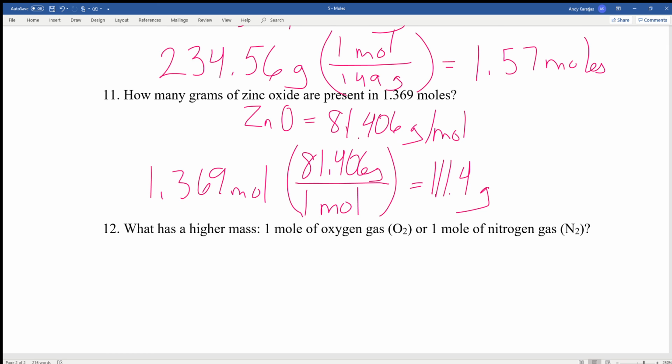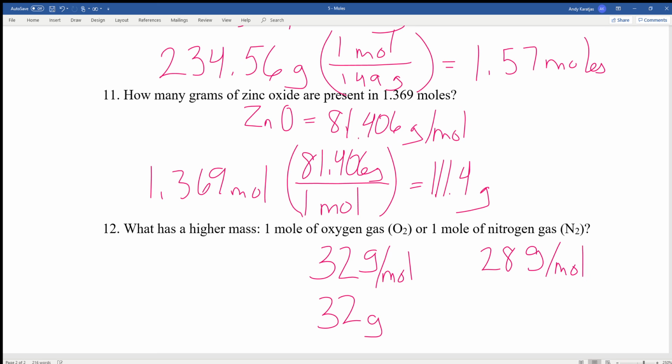And then our final question here, what has a higher mass, 1 mole of oxygen or 1 mole of nitrogen? Well, we just need to add them up from the periodic table. Oxygen, O2, is going to be 32 grams per mole. So 1 mole of oxygen is 32 grams. And that's heavier than 1 mole of nitrogen, which is 28 grams per mole. So 1 mole of nitrogen is only 28 grams. So 1 mole of oxygen is going to have a higher mass than 1 mole of nitrogen.